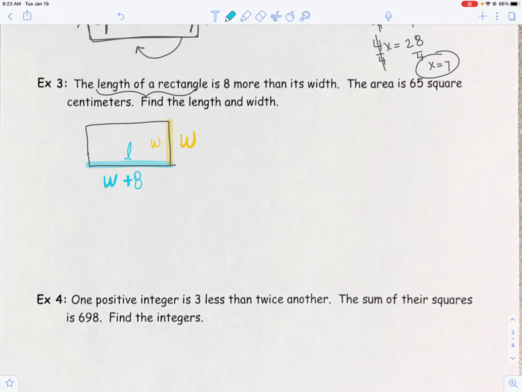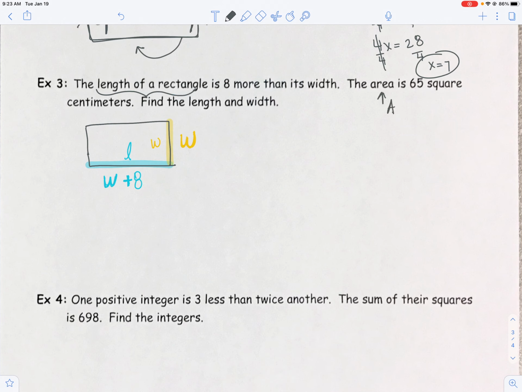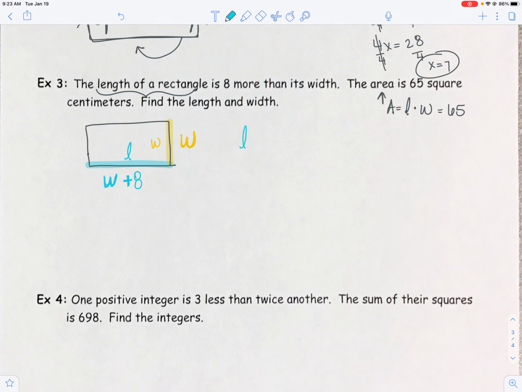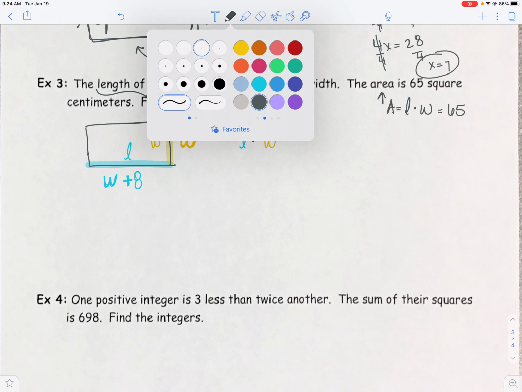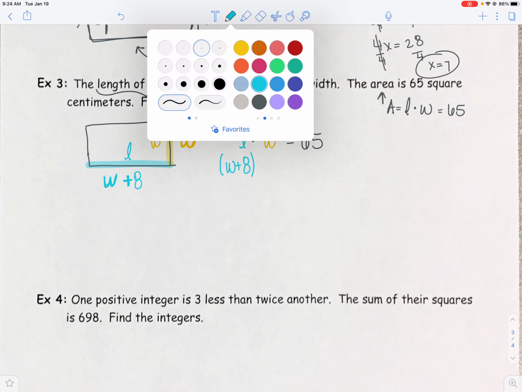Second sentence says the area is 65 square centimeters. So the area formula of a rectangle is length times width, and that equals 65 in my example. So I've got length times width, and now I'm just going to fill in my numbers. The length for mine is W plus 8, and then the width, of course, is just W.